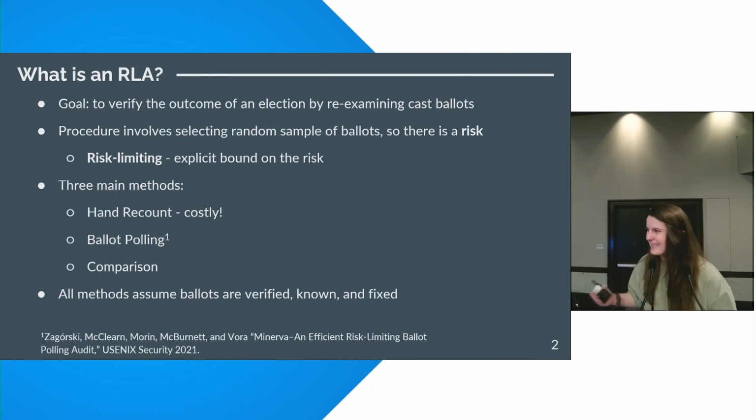Then there's ballot comparison. There are two methods of comparison audits, ballot and batch comparison. I'll be talking really in depth about ballot comparison. However, batch comparison has the same inner workings as ballot comparison. The difference is you look at a grouping of ballots rather than individual ballots. The overarching assumption of these methods is that ballots are verified, known, and fixed. They're immutable records of voter intent that cannot be changed once they are cast.